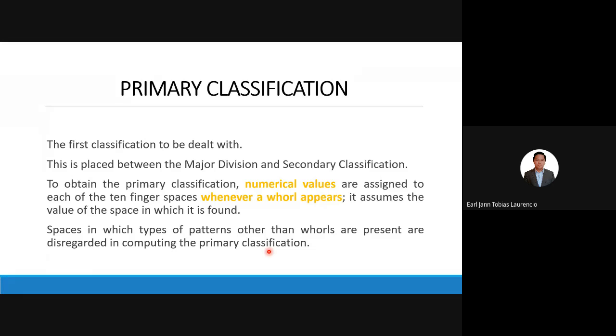There are 4 types of whirl. We have the plain whirl, central pocket loop whirl, double loop whirl, and your accidental. No one watched the recorded lecture? My goodness. Those are the 4 types of whirl.